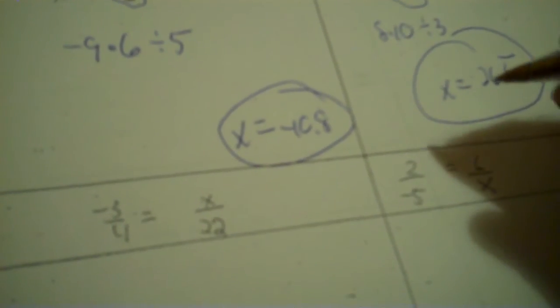Okay, negative 3/4 equals x over 22. So we got that and that. So I'm going to multiply this because I have the two actual values for that. I take negative 3 times 22 and then I divide that by 4, because that equals negative 66 equals 4 times x. So divide by 4, negative 16.5.